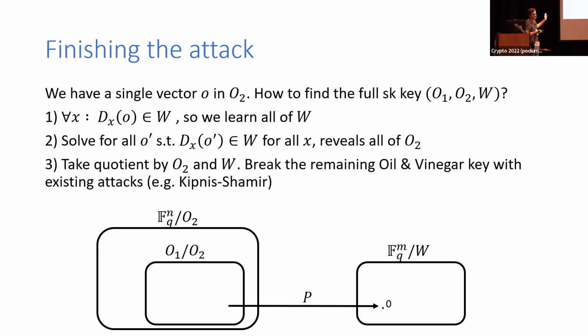And then what's left is exactly an oil and vinegar public key, right? We have some space and some polynomials on them. There's a space on which they vanish, and you want to find this space. We want to find the quotient of O1 by O2. So we can just use existing attacks on the oil and vinegar scheme. And we can do this because now this is a very small oil and vinegar public key, because we quotiented out by two large spaces. So you can just use off-the-shelf attacks against oil and vinegar to find O1, and then you're done. And then we know the entire secret key.